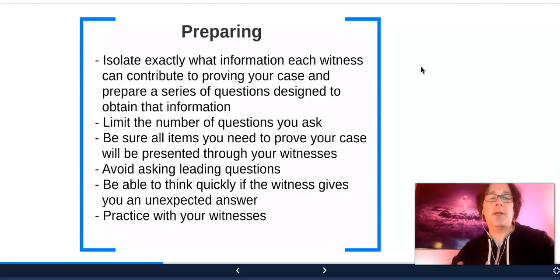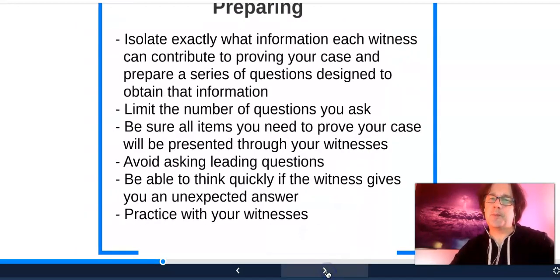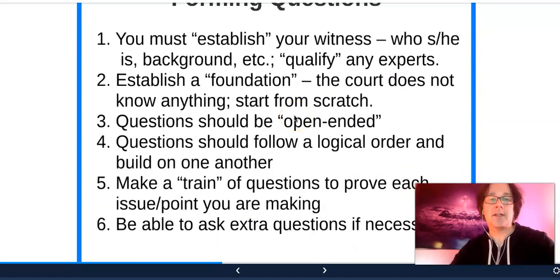You also want to be able to think quickly if the witness gives you an unexpected answer. Hopefully you will be practicing with your witnesses, so there should be no surprises, but you never know. Sometimes they forget their testimony, or they answer in a way that doesn't sound right or doesn't come across right, and you need to be quick on your feet in order to turn that around. So be prepared for the unexpected, let's say.